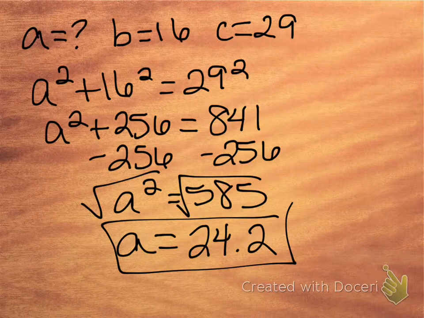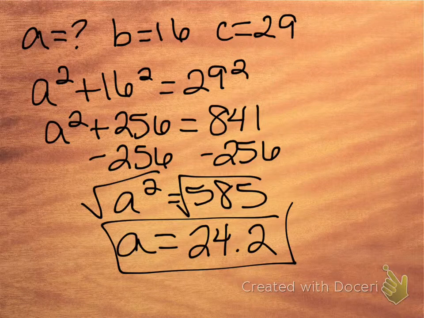Another example of this, let's say we don't know what a is. We're told b equals 16 and c equals 29. Set it up the same way. A goes first, a squared, plus b goes second, so 16 squared equals c squared, so 29 squared. Go ahead and solve out what you can. So we're left with a squared. 16 squared is 256. 29 squared is 841.